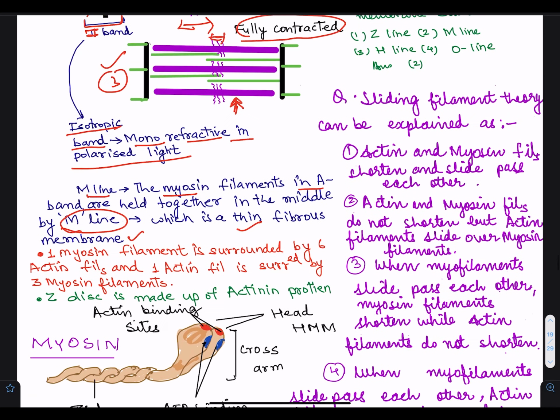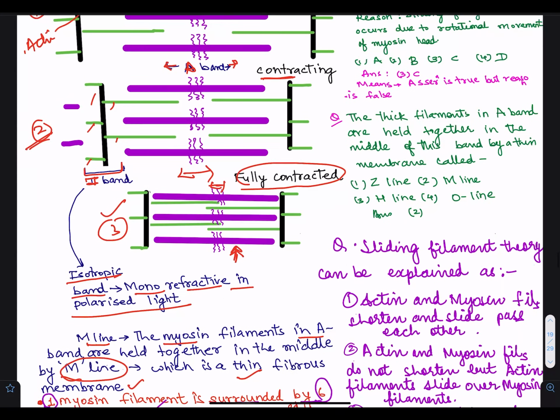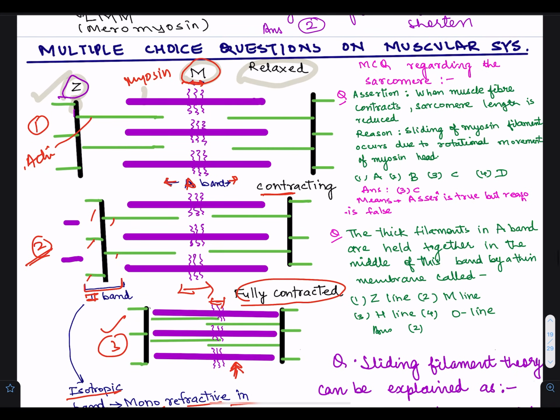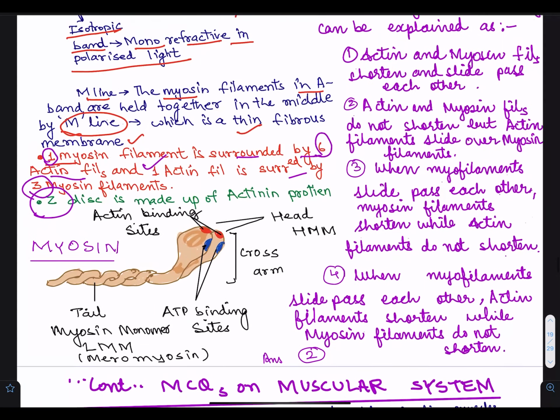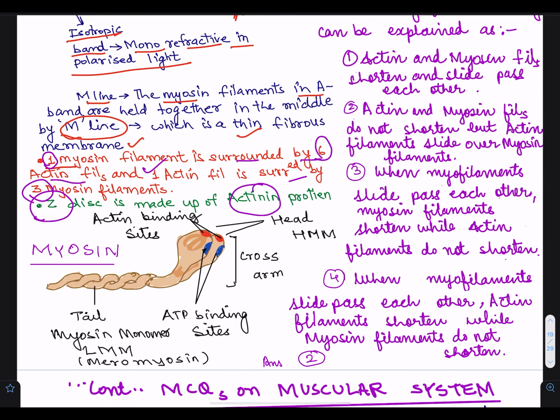Now we also need to know that one myosin filament is surrounded by 6 actin filaments. How? If we imagine a 3D structure of the sarcomere, then actually one myosin filament is surrounded by 6 actin filaments, and one actin filament is surrounded by 3 myosin filaments. And the Z disc, this Z line, it is made up of actinin protein. Any MCQ can be asked over this.